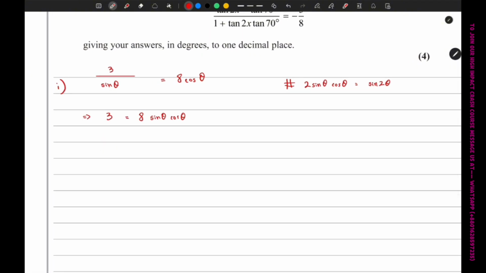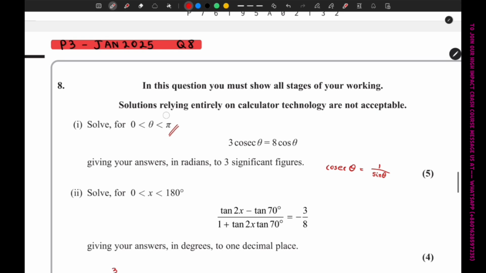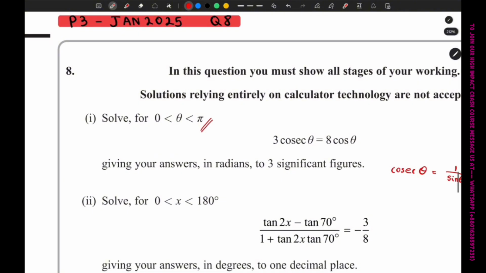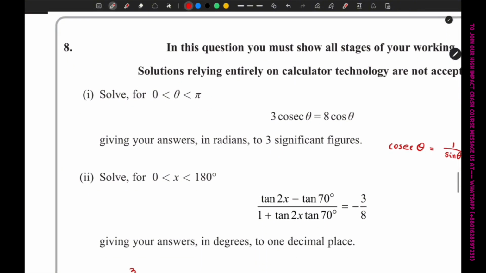If we take 4 common from this part, this becomes 2 sine theta cos theta, and we can replace this with sine 2 theta. So it's 4 sine 2 theta. So the value of sine 2 theta is 3 over 4. Now the range of theta is given, but we need the range of 2 theta. So basically we need to multiply this whole inequality by 2. So this becomes 0 less than 2 theta less than 2 pi.